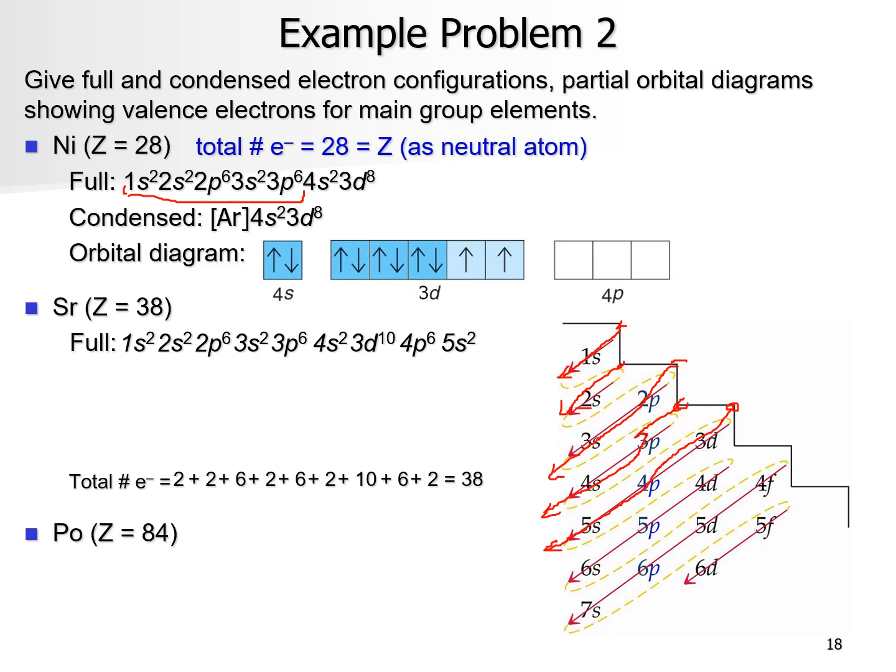Speaking of condensed electron configuration, we can take care of electrons up to 4p6. Remember, each period ends with np6, right? So we can take care of electrons all the way up to 4p6. Which element has such an electron configuration, 4p6? Krypton.